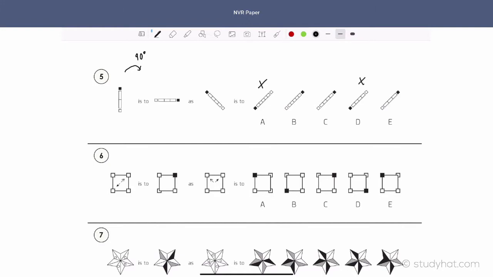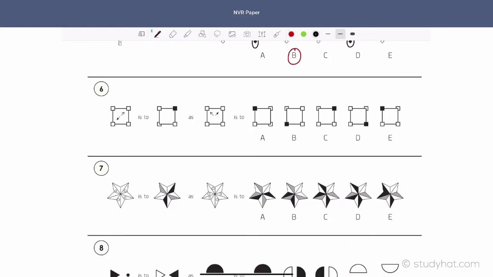Where the black part is in the wrong part. And what else has happened? Well, here we had 2 squares and now it's turned to 3. So here we've got 1, 2, 3, 4. So we're going to need to be looking for 5. And if we see the one that has 5 squares, is 1, 2, 3, 4, 5, B.